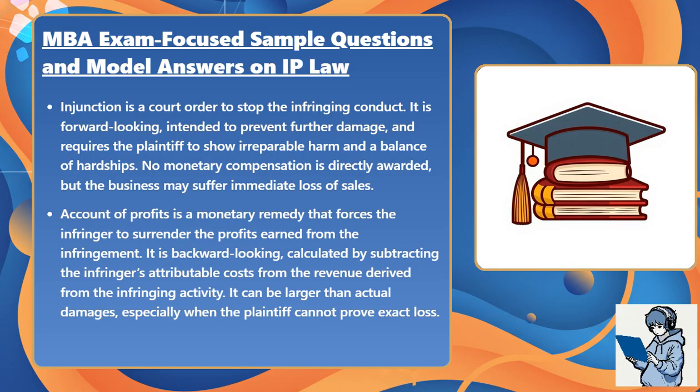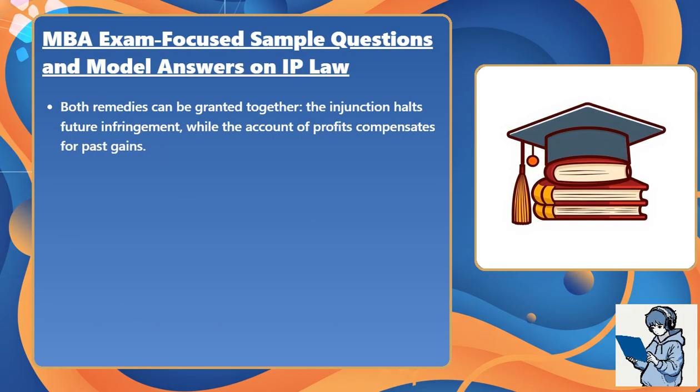Account of profits is a monetary remedy that forces the infringer to surrender the profits earned from the infringement. It is backward-looking, calculated by subtracting the infringer's attributable costs from the revenue derived from the infringing activity. It can be larger than actual damages, especially when the plaintiff cannot prove exact loss. Both remedies can be granted together. The injunction halts future infringement, while the account of profits compensates for past gains.